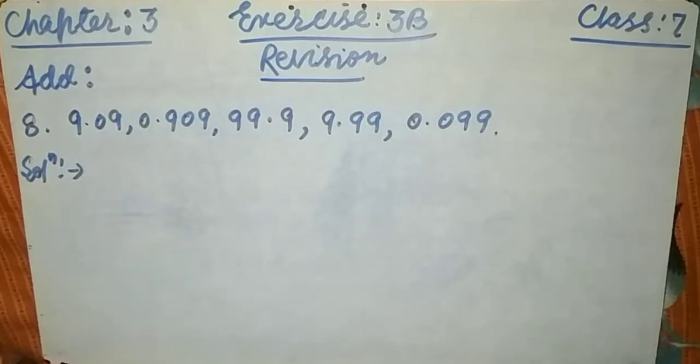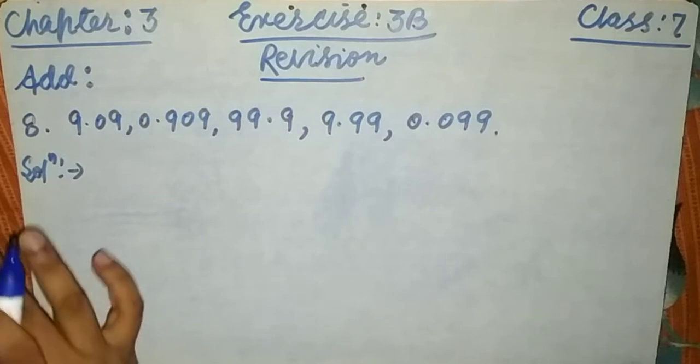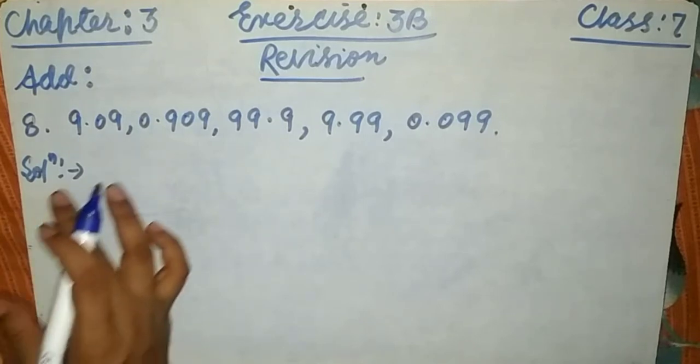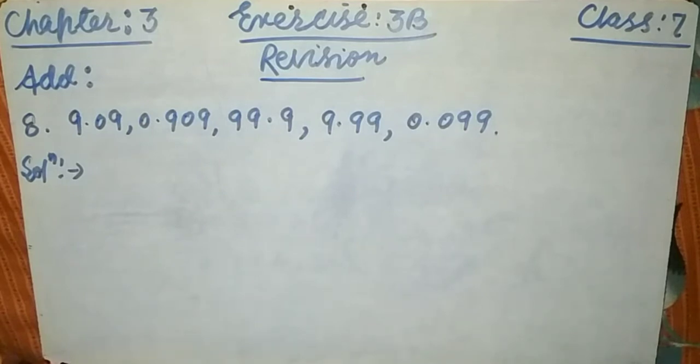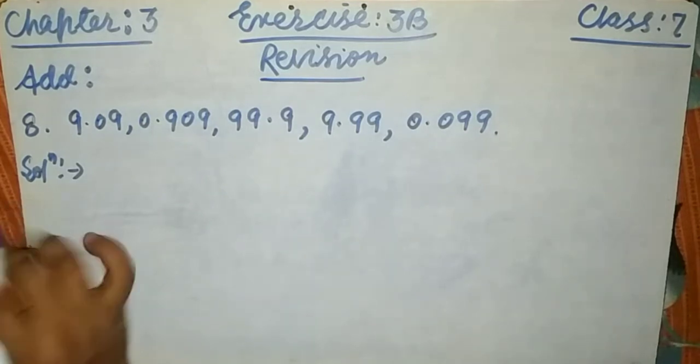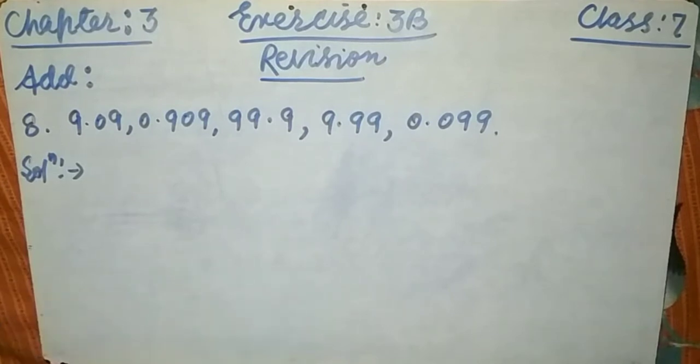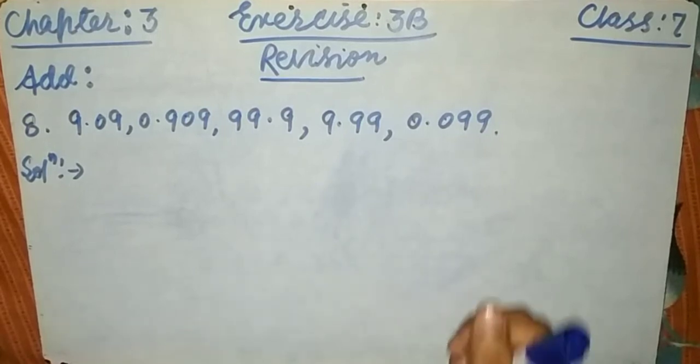Now see friends, first we have taken question number 8. From 1 to 8, these are similar types of questions. This is why we have taken question number 8. If you understand this question, then there is no problem at all. If you have already solved it, there is no problem. Even then, watch this video lecture.